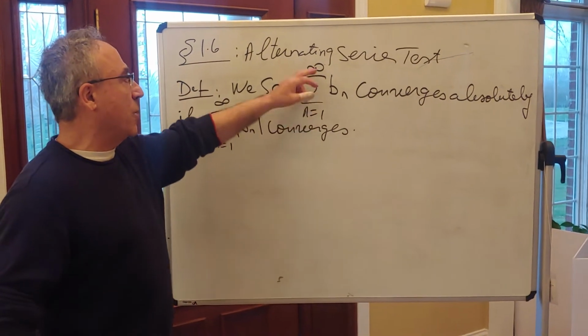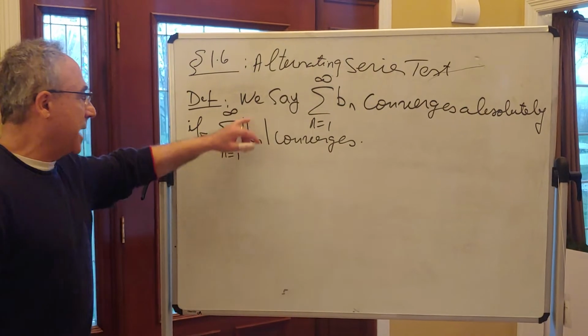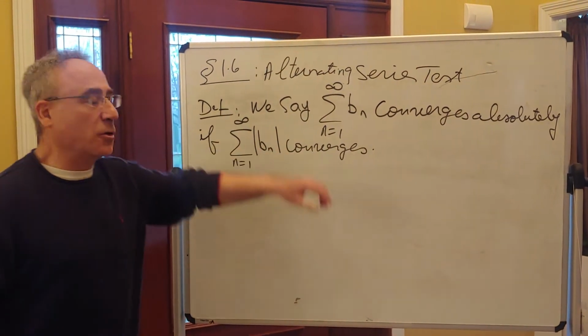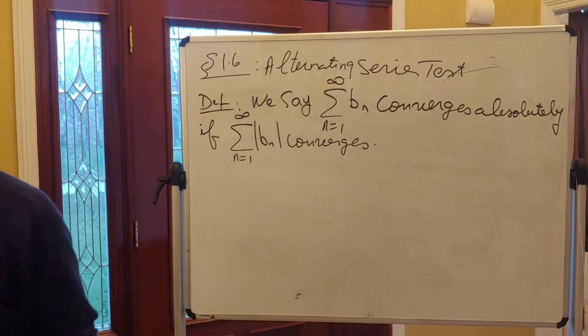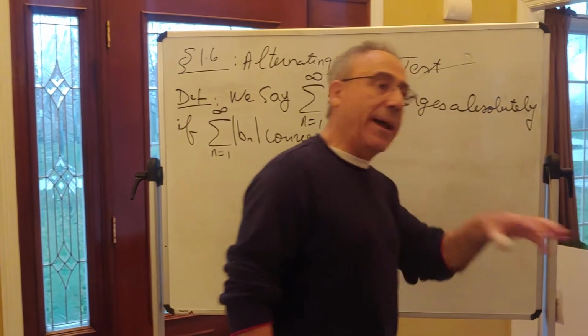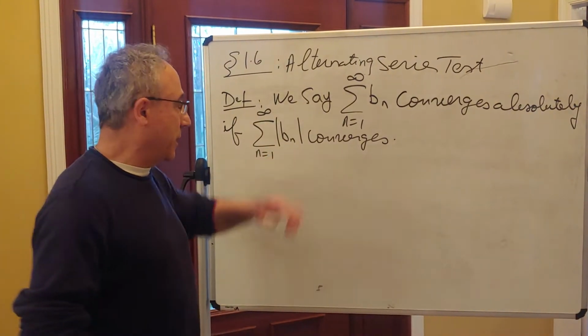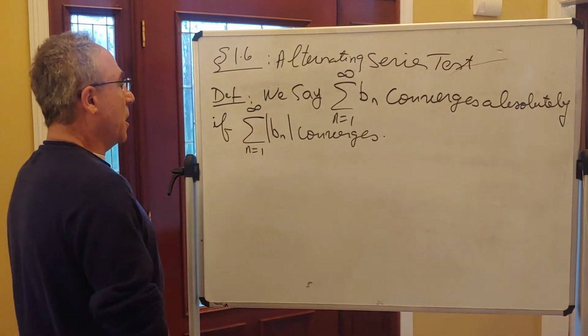We say the series sum from n equals 1 to infinity of bn converges absolutely if the series of the absolute value of bn, n equals 1 to infinity, converges. I'm using bn because sometimes the an has alternating terms in them, so you combine this and call it bn.